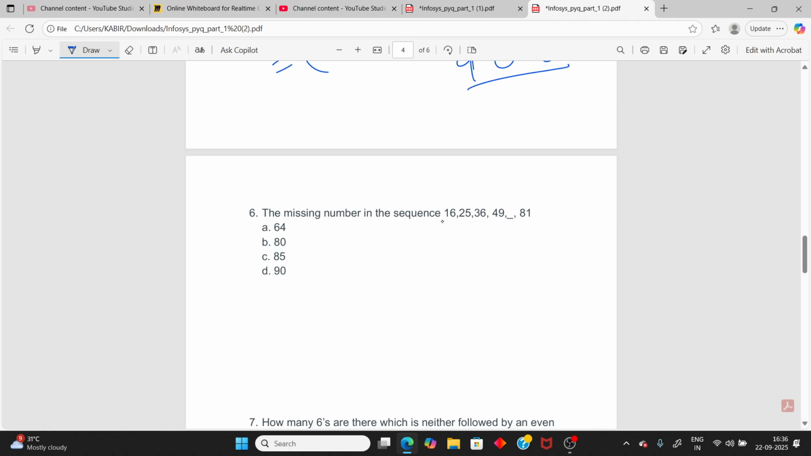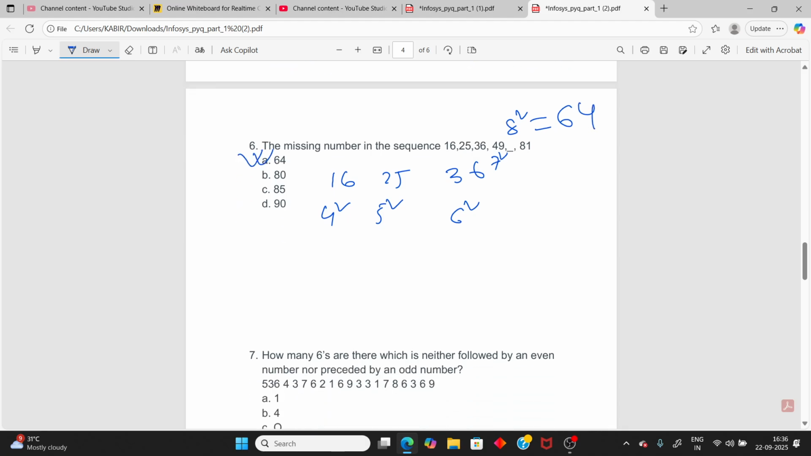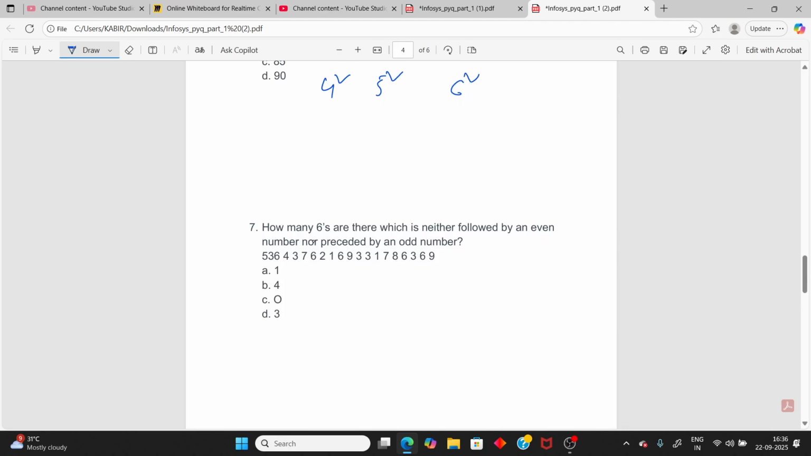Now, missing number in the sequence. If you see the sequence 16, 25, 36, this one is actually 4 square, 5 square, 6 square, then 7 square, then 8 square. 8 square means 64. So the answer is 64. Moving to the next one.